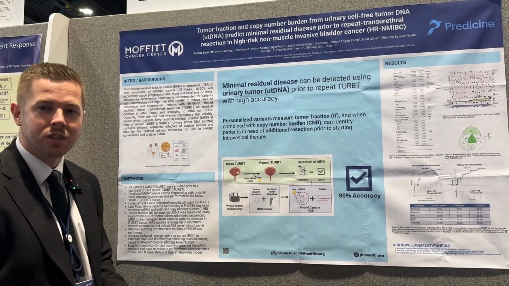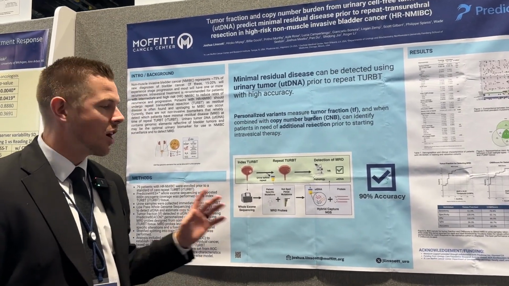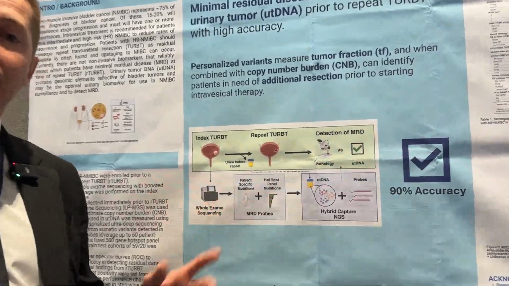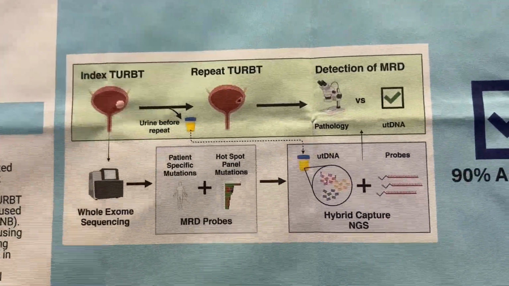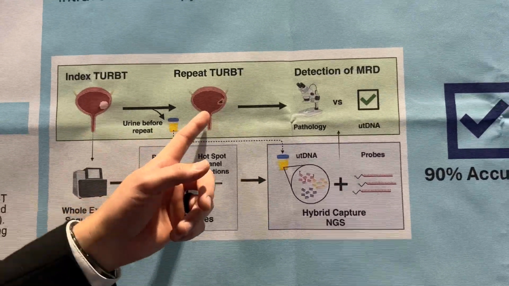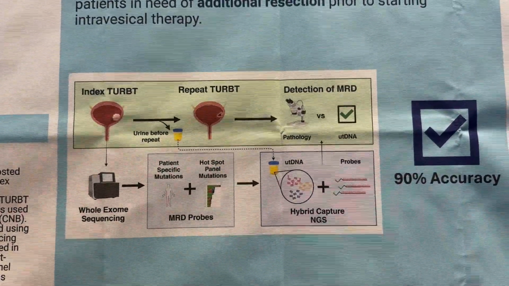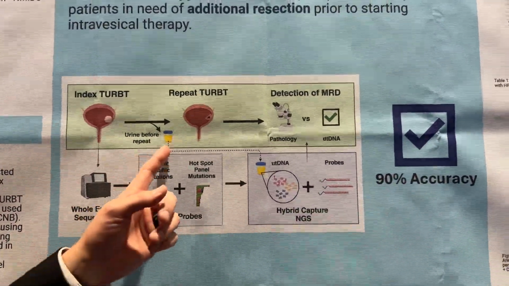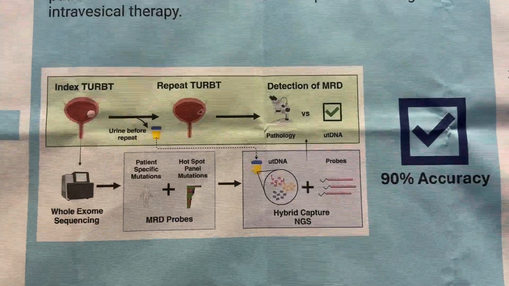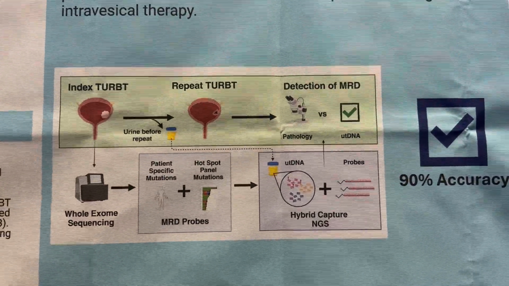What we did here is we took patients who have a non-muscle invasive bladder tumor. They have surgery which shows they have high-grade disease, and they are going to have a repeat resection as standard of care. What we thought with this setup is it allows us to test the urine sample in between and see if we can detect residual disease with our assay.